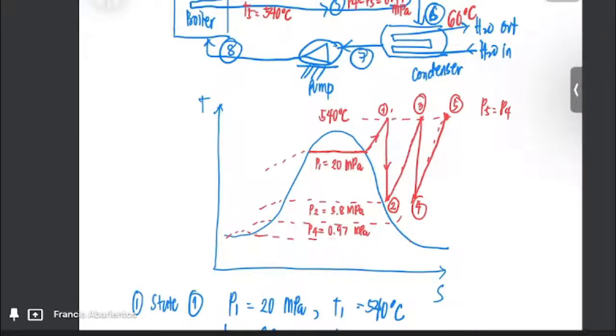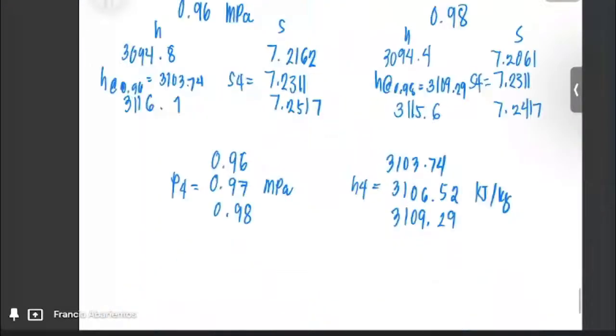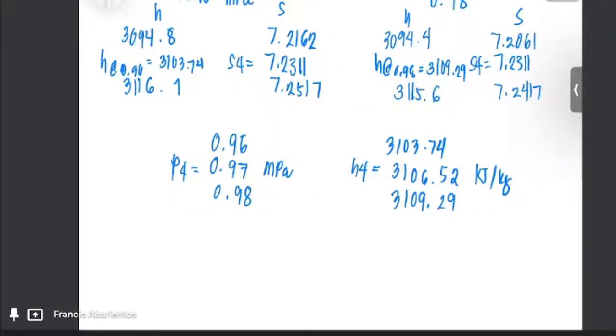Ulit, class. Ulit ko lang ito. Okay. So, balik na tayo doon. Knowing that, again, ano yung state natin? We have just to find the enthalpy at 0.4, then state 5.